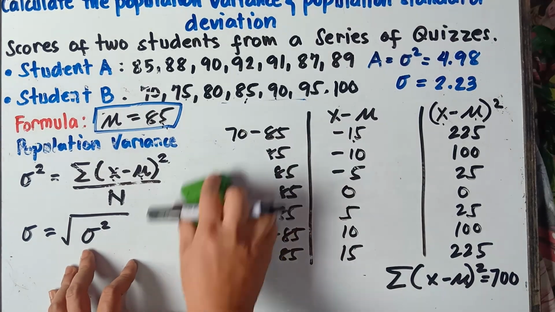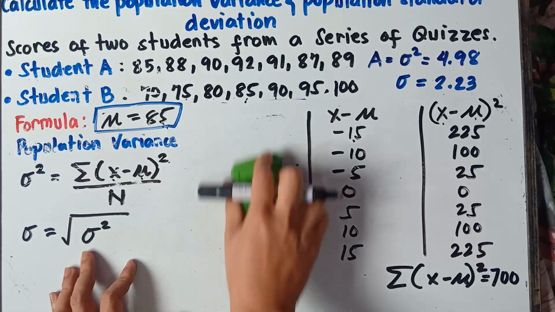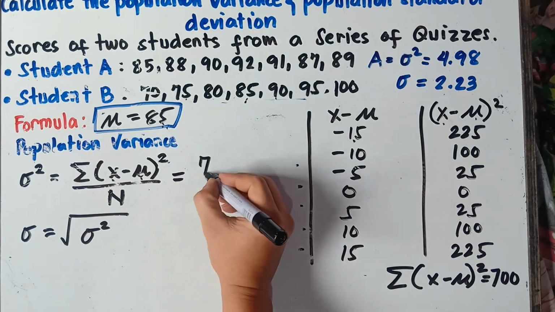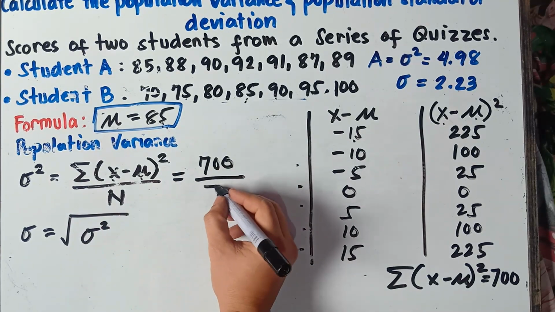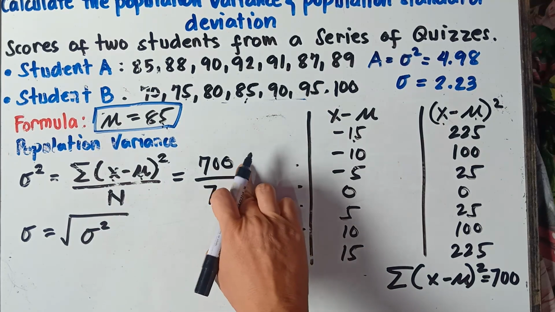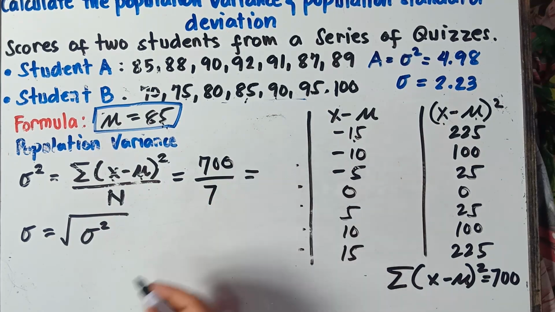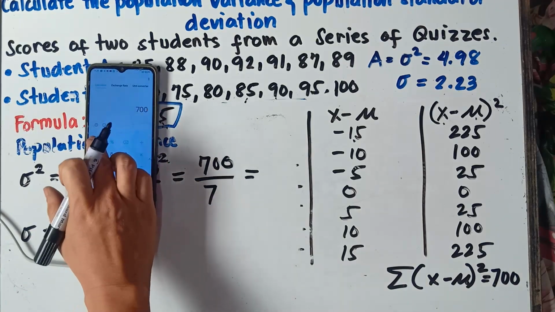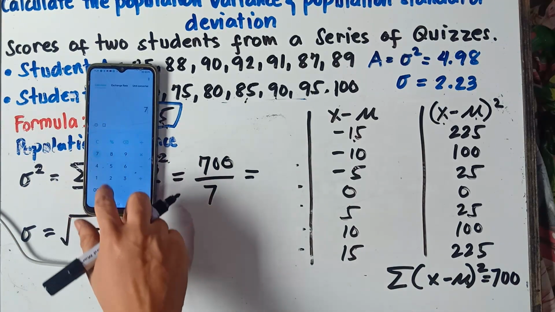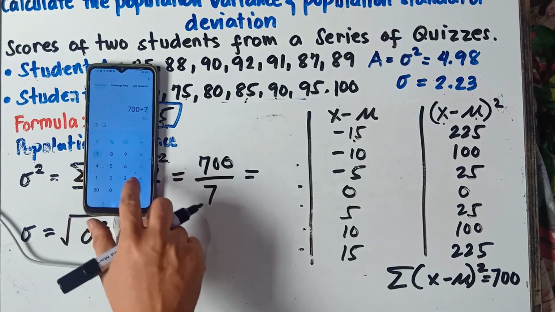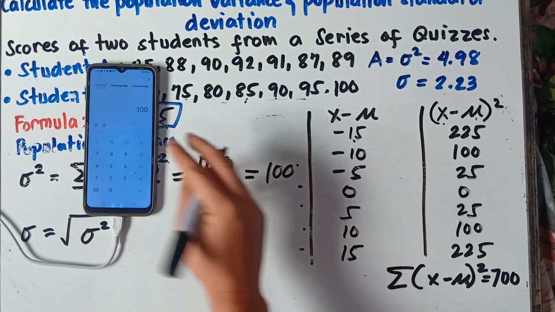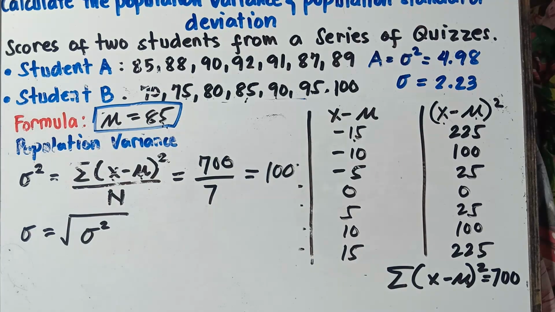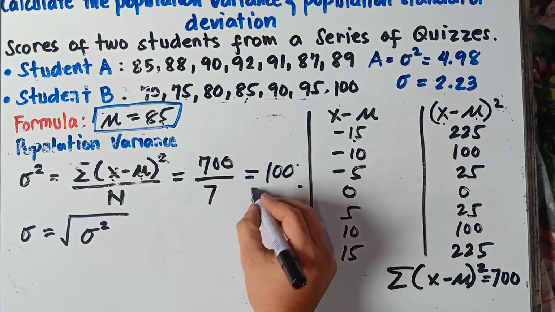We don't have enough space, class, so let me just erase this one. So this will be 700 divided by the total number of samples, that would be 7. So 700 divided by 7, what's the answer, class? That's correct, that would be equal to 100. Therefore the population variance is 100.